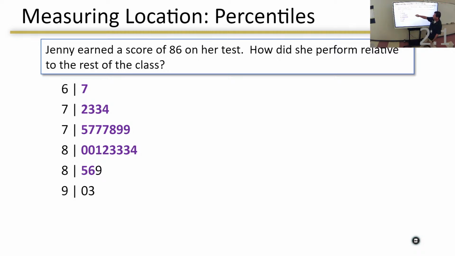So how did she do well? Okay, so here's a 67. 1, 2, 3, 4, 5, 6, 7, 8, 9, 10, 11, 12, 13, 14, 15, 16, 17, 18, 19, 20, 21, 22, 23, 24. There's 25 test scores in here, 25 of them.